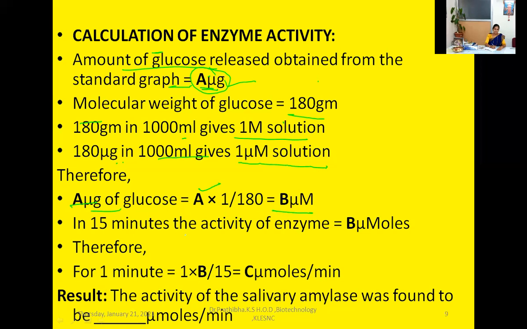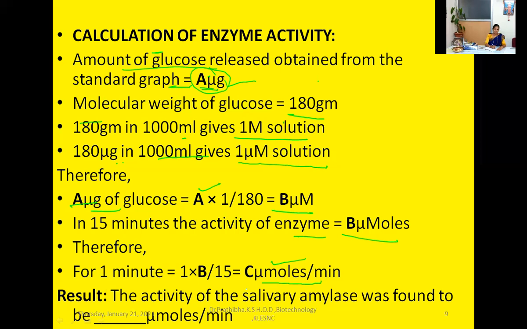In 15 minutes, the activity of the enzyme is B micromoles. Therefore, you can calculate it for 1 minute. That is 1 into B micromoles divided by 15, which is equal to C micromoles per minute. Enzyme activity is always represented in the form of micromoles per minute. The result you need to write is: the activity of salivary amylase was found to be dash micromoles per minute.